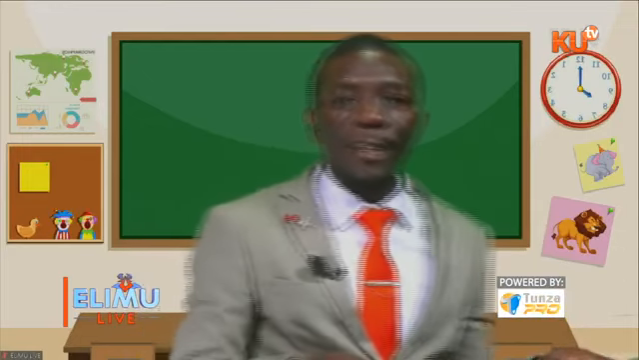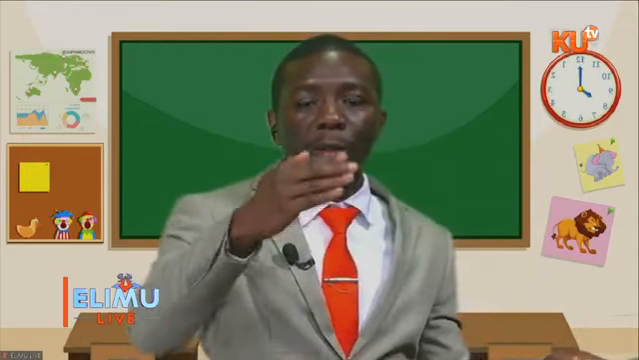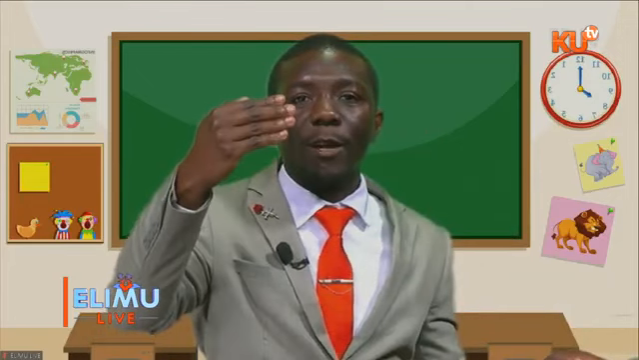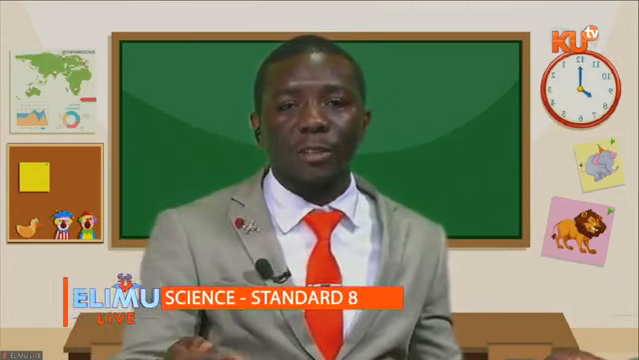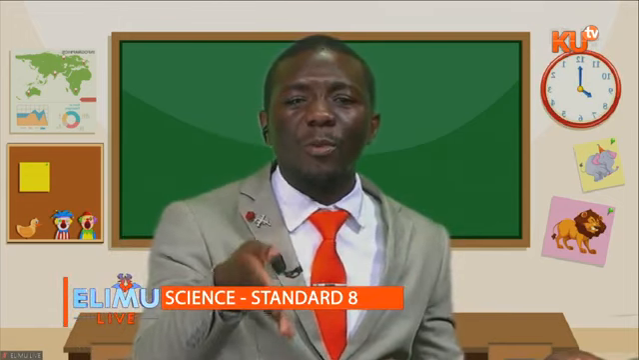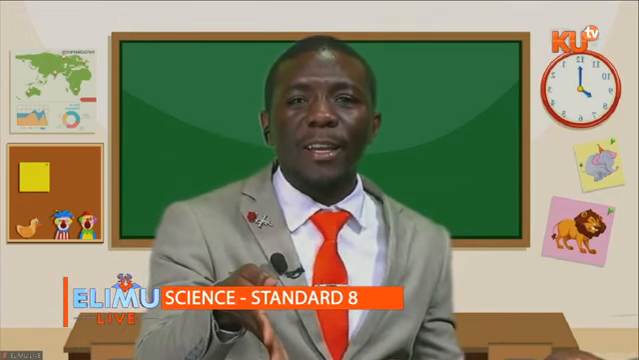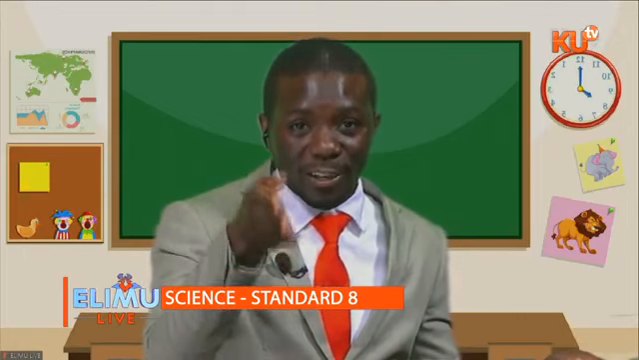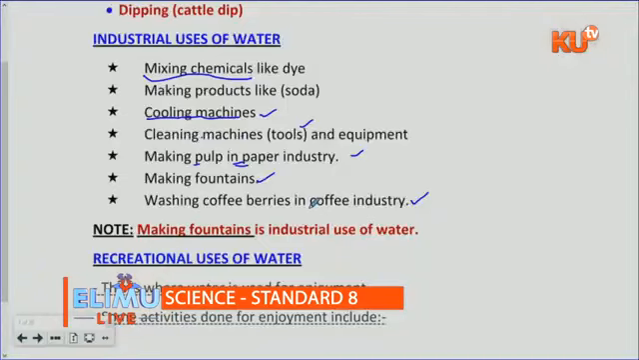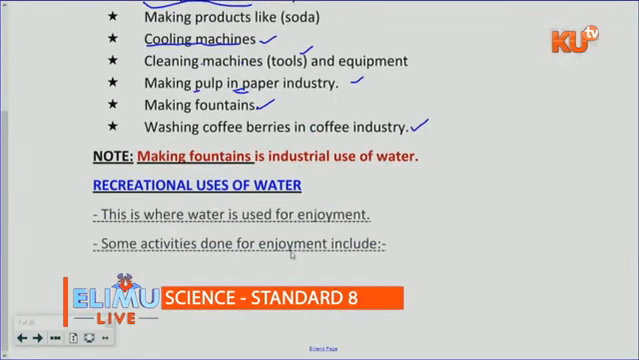In USA and Canada, on the border, there is a fall known as the Niagara Fall. It is one of the major tourist attractions. So you'll find that even tourists go there to watch. That's why you'll find this word watch, we group it as recreational use of water. Okay, let me now go to that recreational use of water.